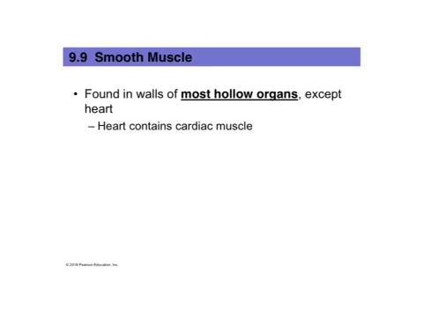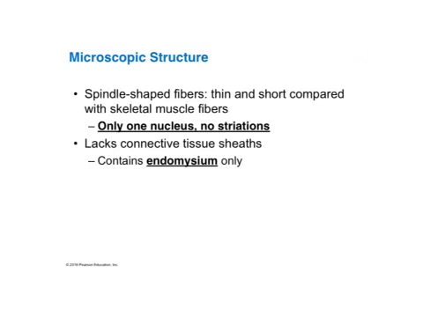Smooth muscle, as far as its location, remember, is found in the walls of most of your hollow organs, except for the heart, because the heart is where we have cardiac muscle. As far as the shape of the muscle fibers, and again, the muscle fibers, same thing for skeletal, it's going to be the muscle cells. They're very thin, they're short, especially compared to the skeletal muscles. They only have one nucleus that's located in the middle, and they're not going to have any striations. As far as the connective tissues, they don't have all three of the connective tissues that we've seen in skeletal muscle. They only have one of them, the endomysium, which is around your muscle fiber.